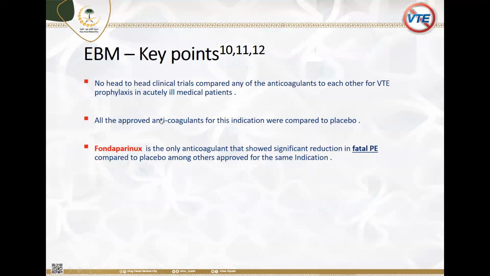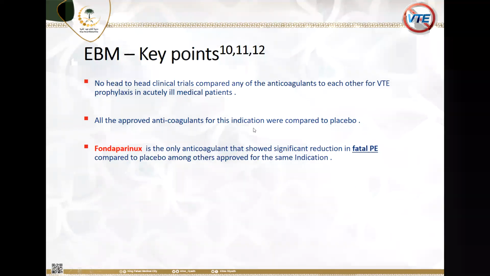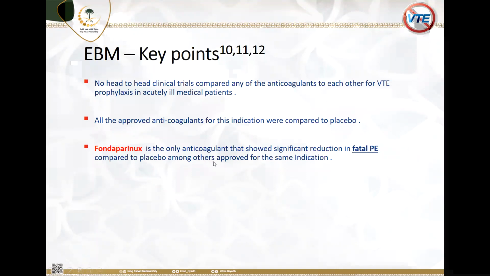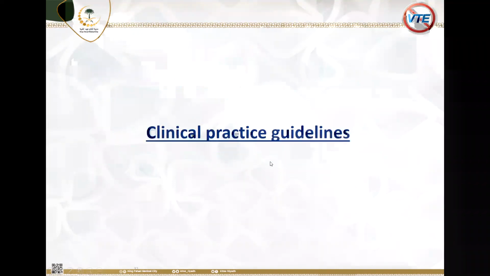So we don't have head-to-head clinical trials comparing any of the anticoagulant to each other for VTE prophylaxis in acute medical patients. We don't have comparing thromboprophylaxis with enoxaparin and dalteparin. We don't have. So all the approved anticoagulant for this indication were compared to placebo. And this is the only anticoagulant that showed significant reduction in fatal PE compared to placebo, among others approved for the same indication. So what are the clinical practice guidelines?